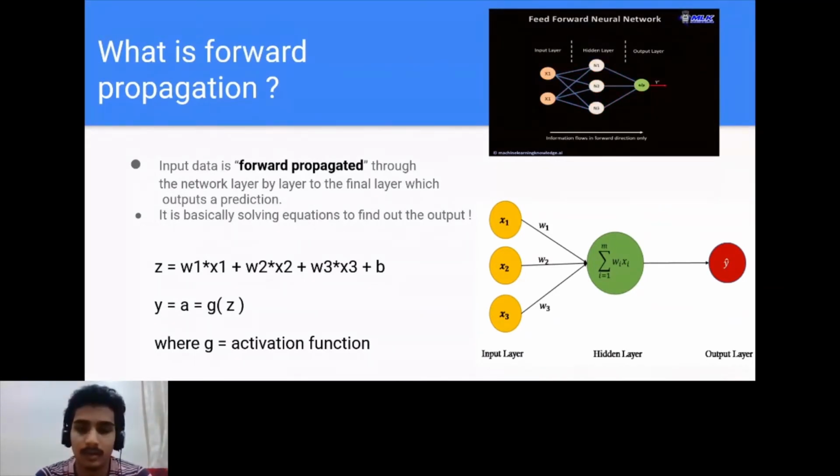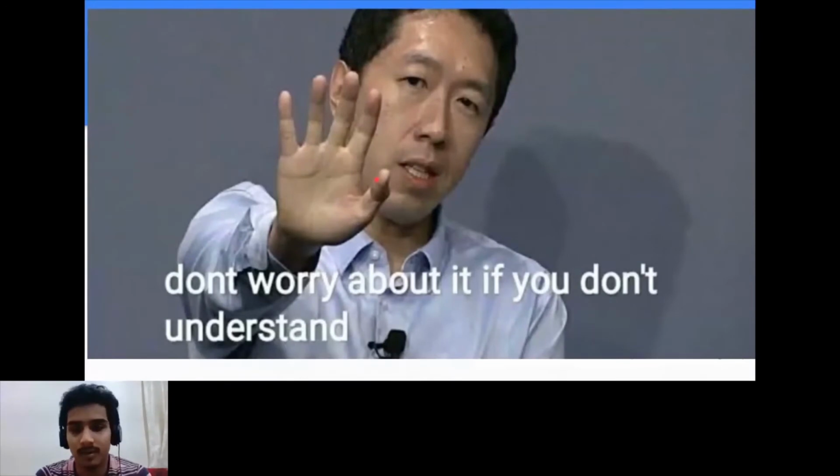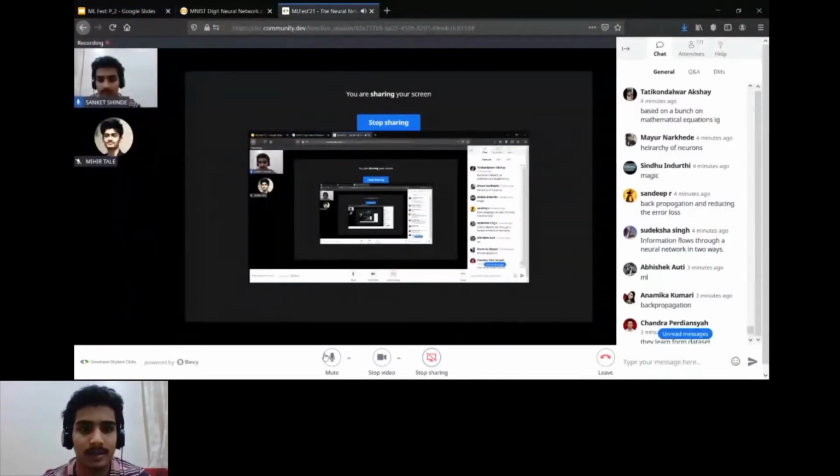So what is an activation function? I know a lot of people may think, what is an activation function?